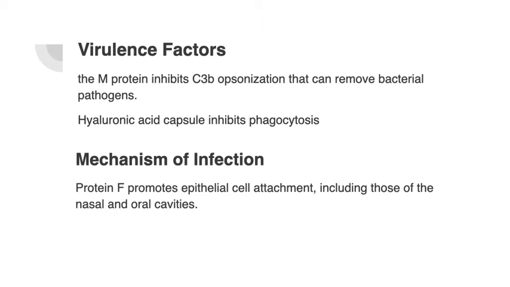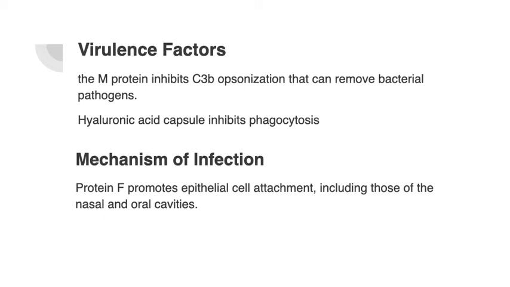Now moving on to the virulence factors, the M protein in S. pyogenes inhibits C3b opsonization that can remove bacterial pathogens. The function of opsonization is where a bacterial pathogen gets tagged with the C3b, and then specialized macrophages in the spleen see this C3b, and they know that they have to remove it or basically kill it. The M protein in Streptococcus pyogenes inhibits this function.